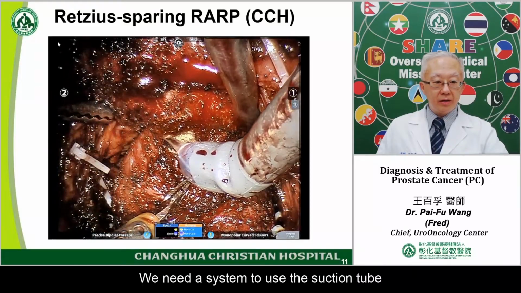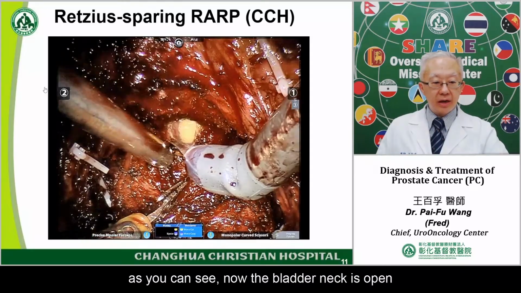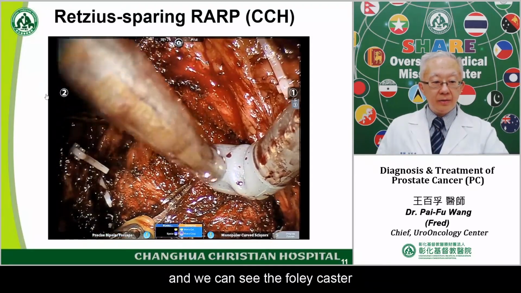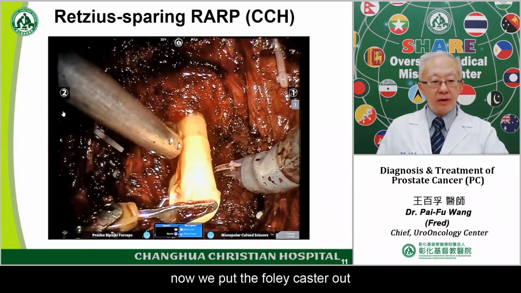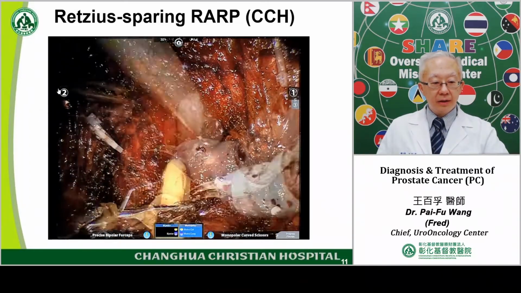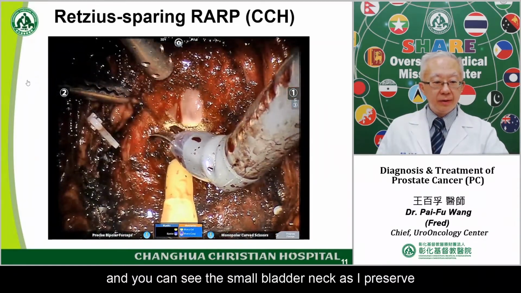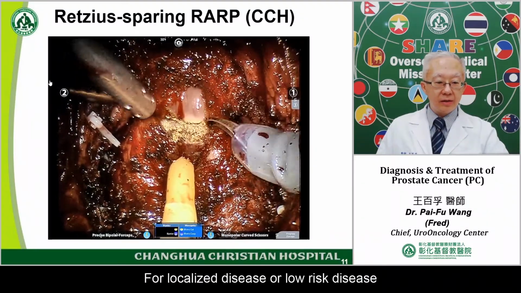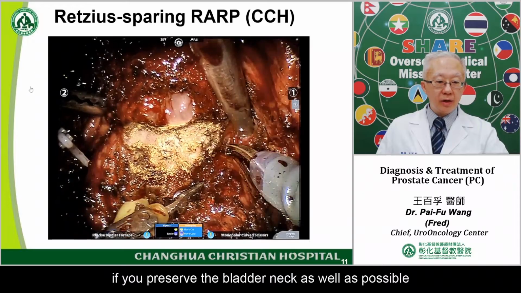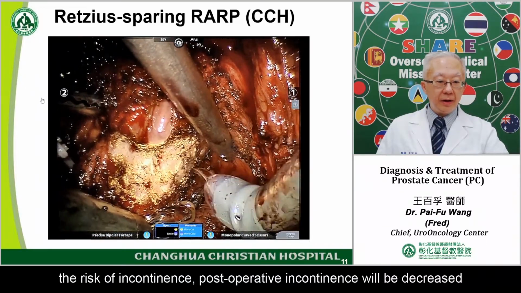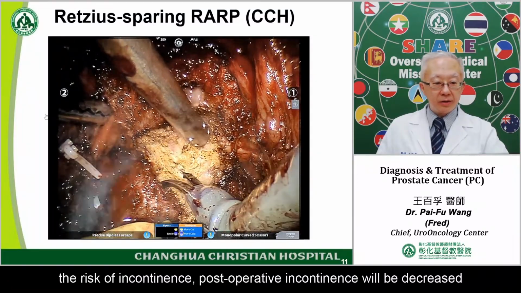We need the assistant to use the suction tube. As you can see now, the bladder neck is open, and we can see the Foley's catheter. Now we put the Foley's catheter out, and you can see the small bladder neck as I preserve. For localized disease or low-risk disease, if you preserve the bladder neck as well as possible, the risk of post-operative incontinence will be decreased.